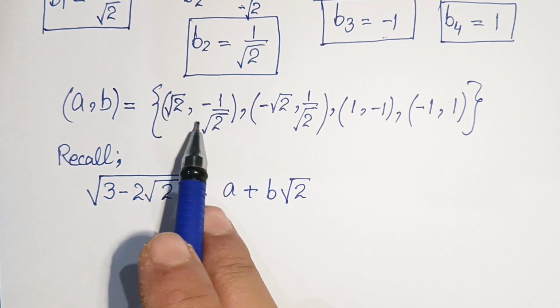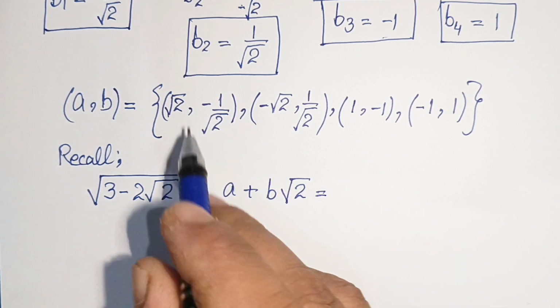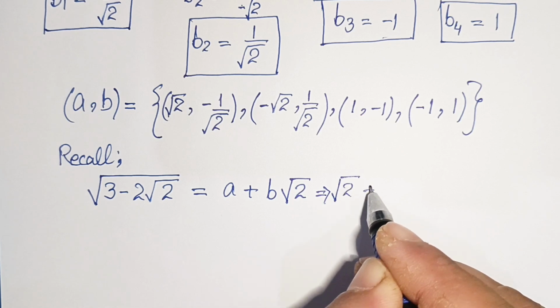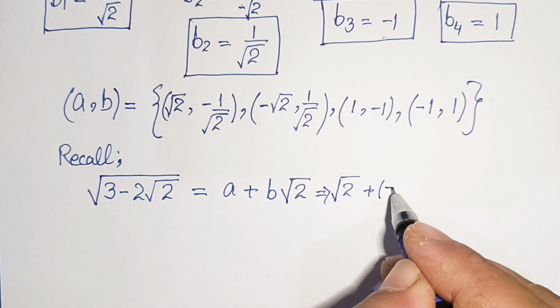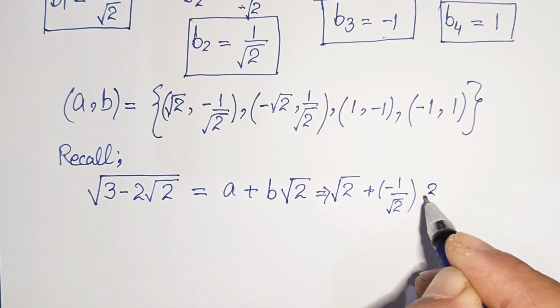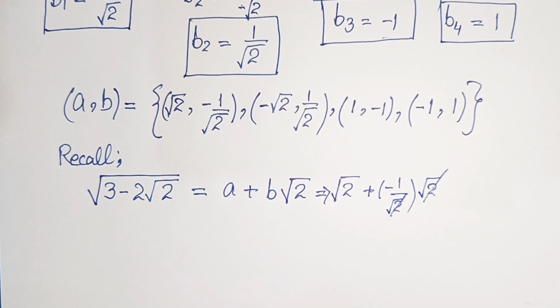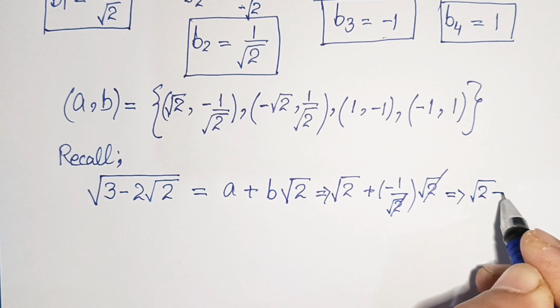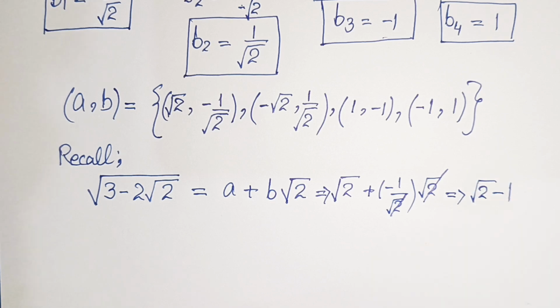Now putting the first pair here, we get a is equal to square root of 2, plus b is equal to minus 1 over square root of 2 times, here we have square root of 2. So cancelling square root of 2 with square root of 2, here we get square root of 2 minus 1.